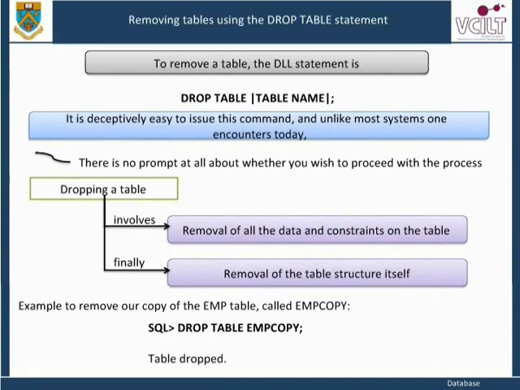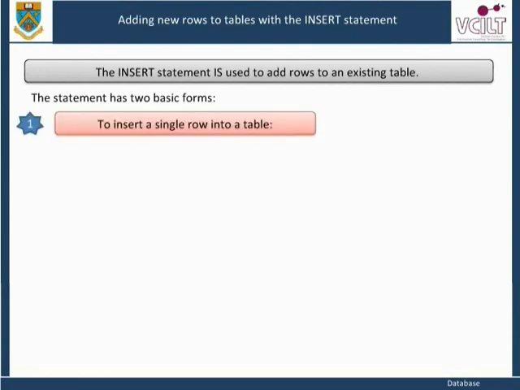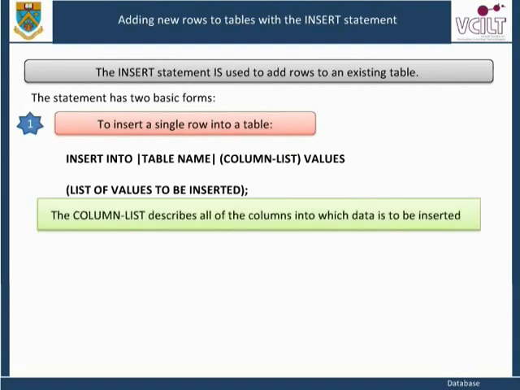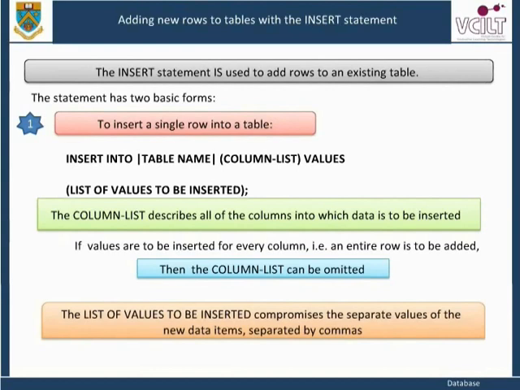Table dropped. The insert statement is used to add rows to an existing table. The statement has two basic forms. First, to insert a single row into a table: insert into table name, column list, values, list of values to be inserted. The column list describes all of the columns into which data is to be inserted. If values are to be inserted for every column, that is, an entire row is to be added, then the column list can be omitted. The list of values to be inserted comprises the separate values of the new data items separated by commas.